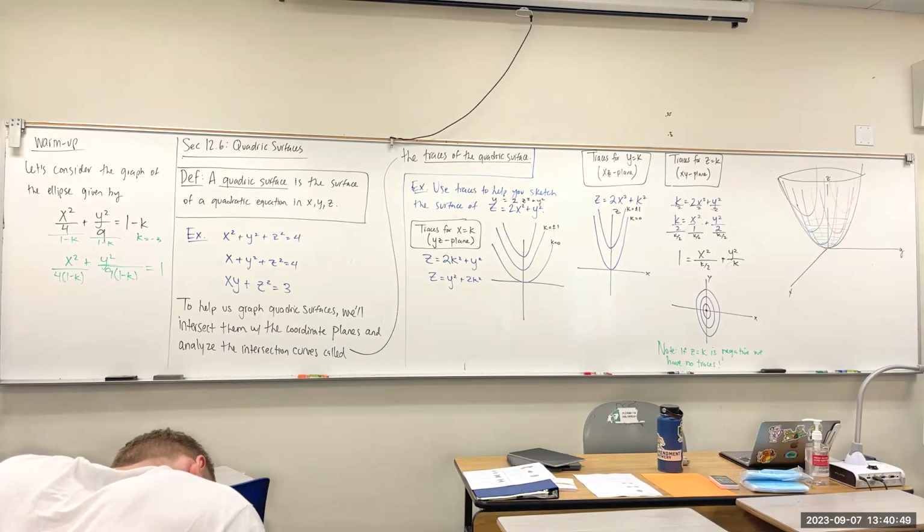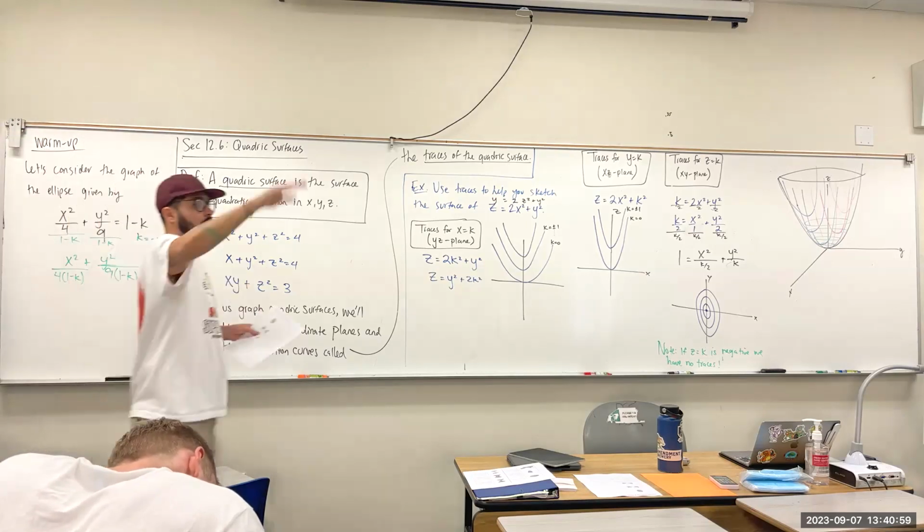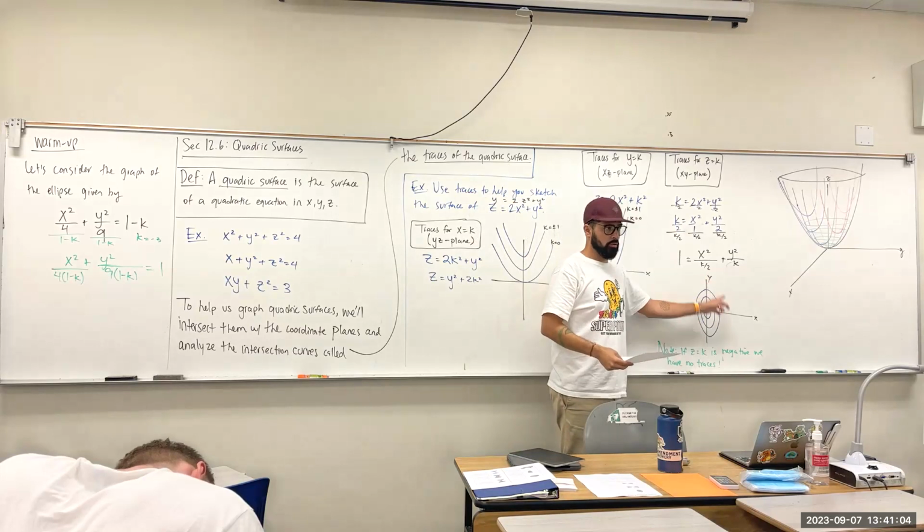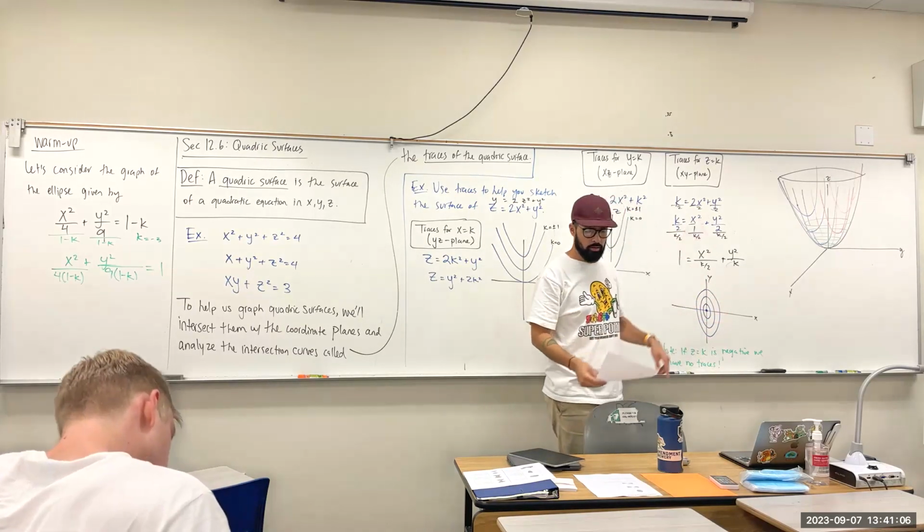I'm going to do the traces for all three coordinates, okay? If it's the ellipse, try to show me which side's longer, on which axis it's longer. Like here, we said it was longer in the y direction. Just show that in your drawings.